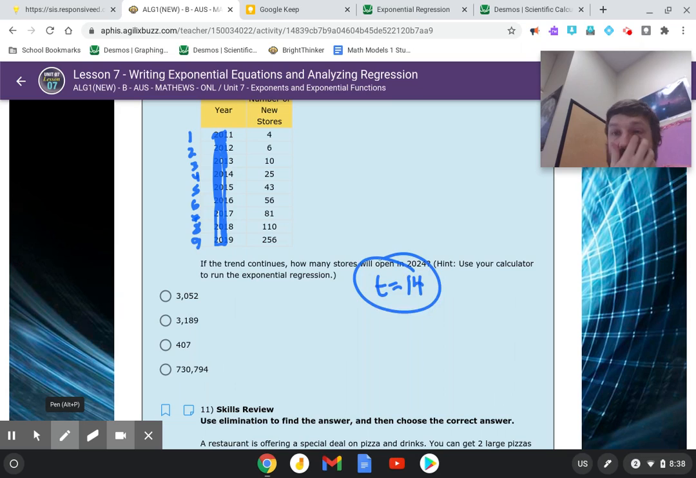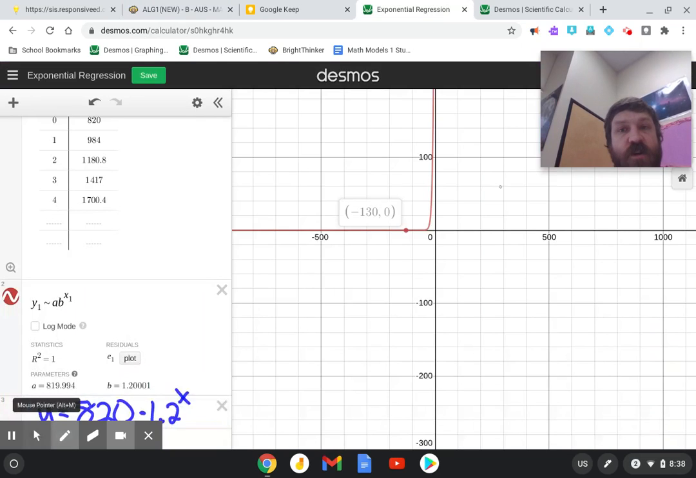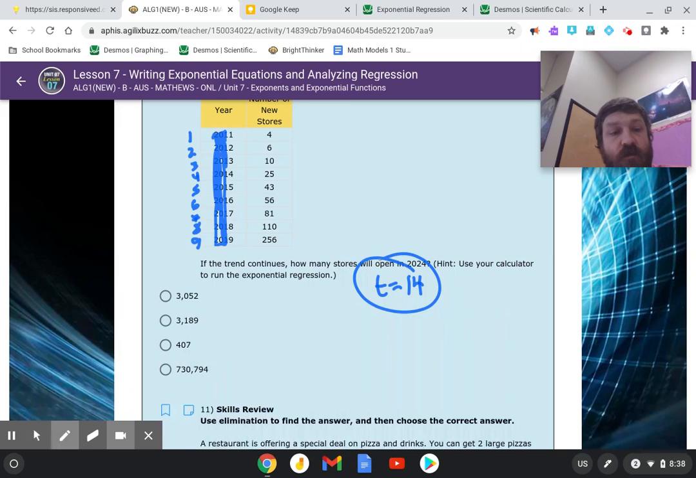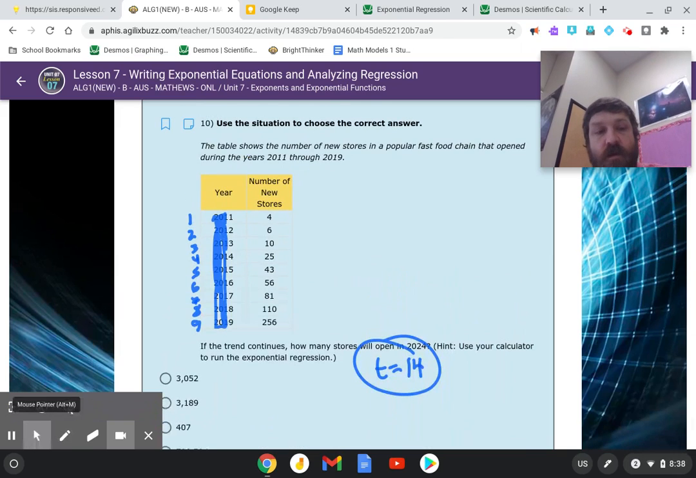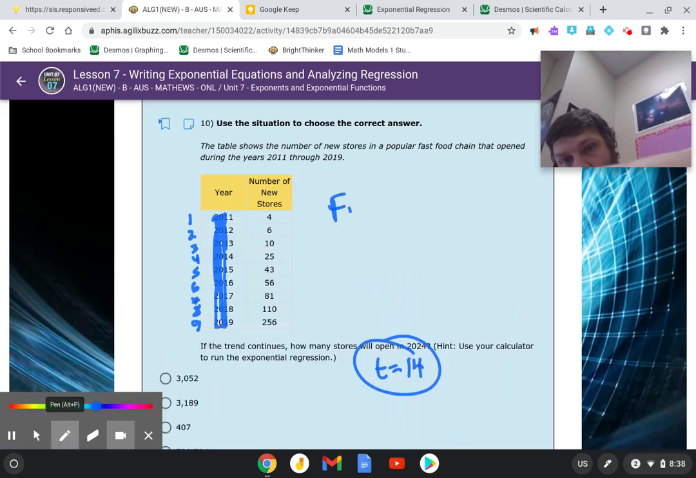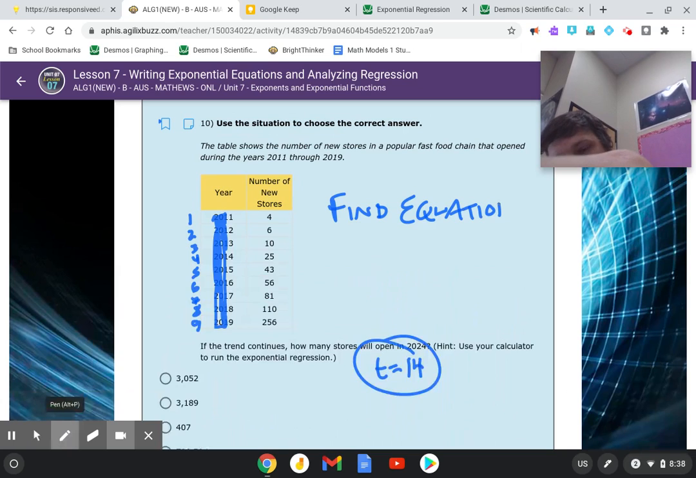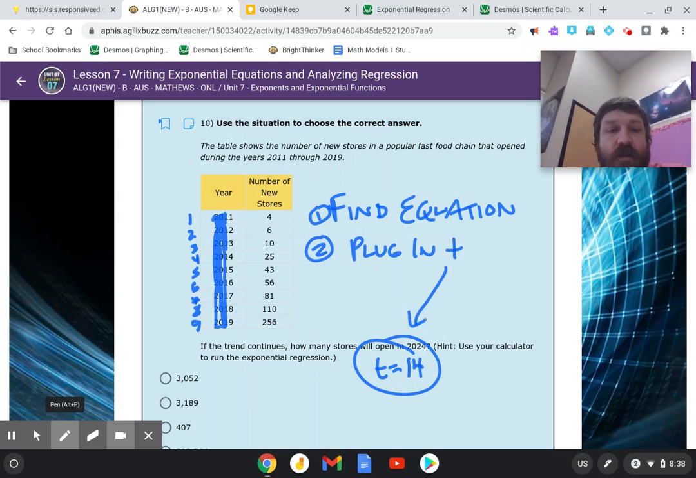Okay, so first things first, use exponential regression to find the equation for the table of values that you have here. So step 1, find the equation. Step 2, plug in T and find the value for that. All right.